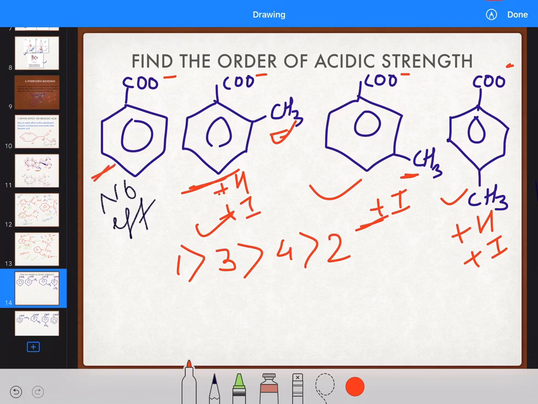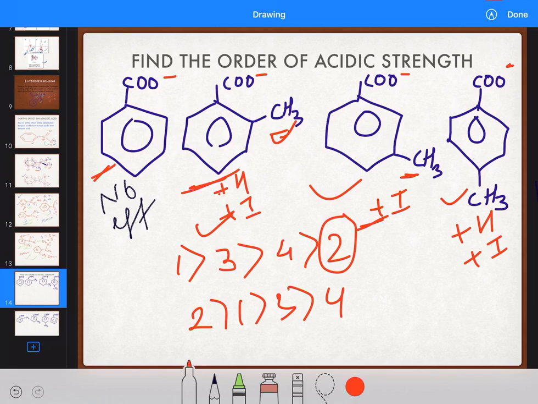Correct? So what will we do? We will take ortho and put it before the benzoic acid. So which is ortho? This one is ortho. So what will we do? We will bring it above benzoic acid. Correct? 2, 1, then 3 and 4. Is it okay? You can apply all those effects, you can apply and compare, and then you will get the same order.